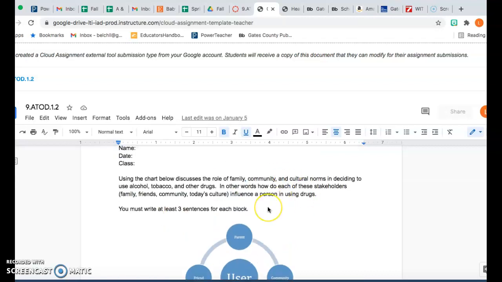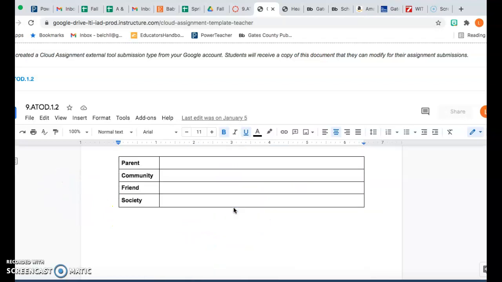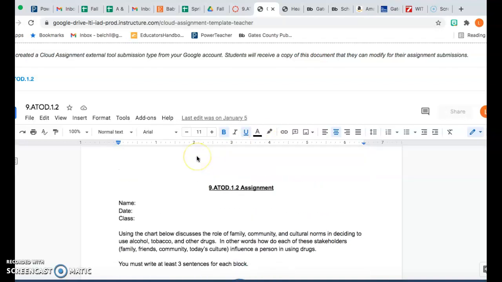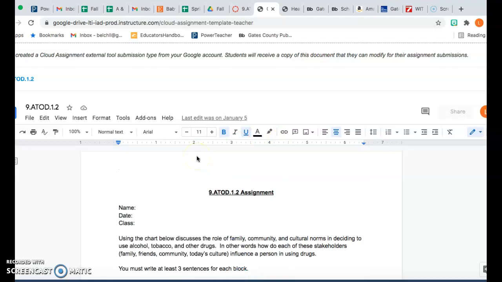So you're going to talk about each one of them individually, so you must write at least 3 sentences for each one. Basically just give me 3 sentences about how a parent influences a user, a community, a friend, and society. And that's all you have to do for this assignment. Of course, if you have any further questions, please let me know.